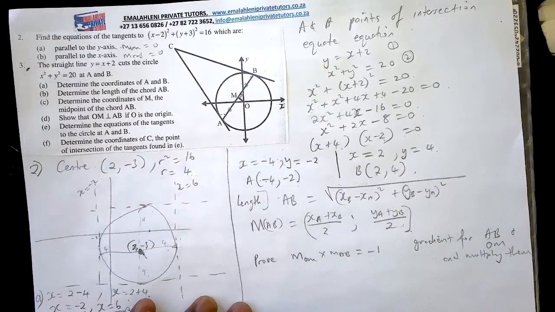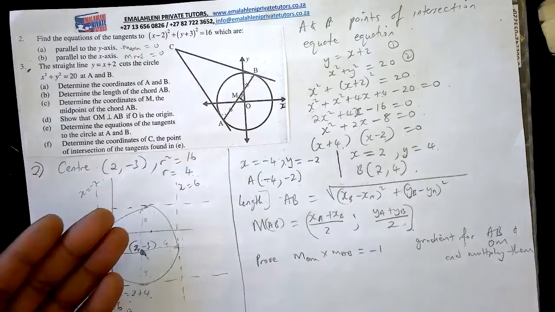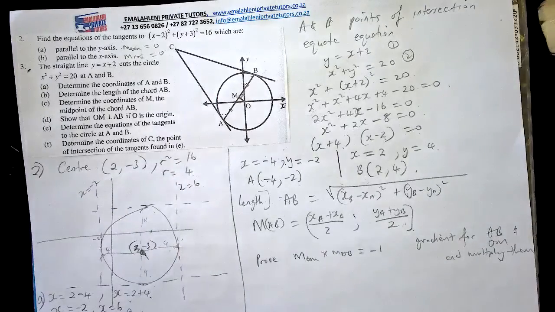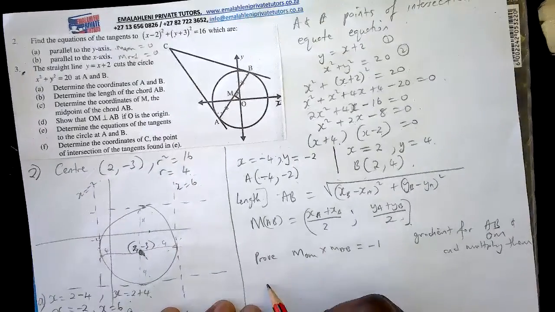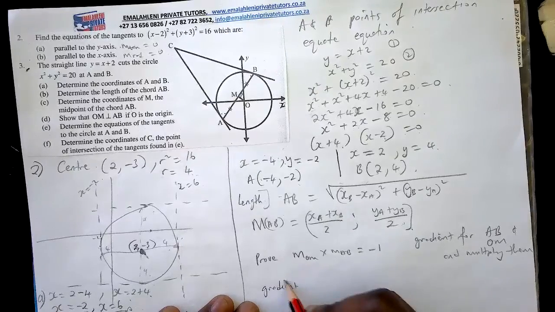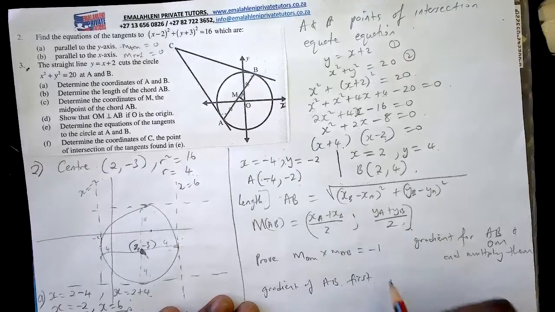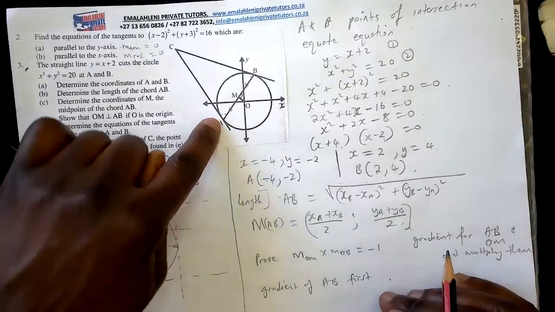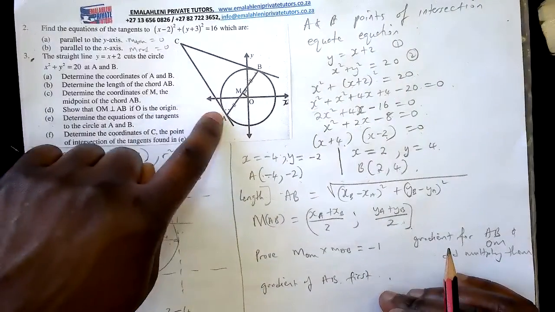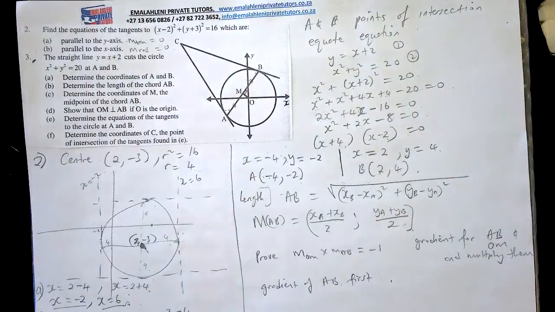E, determine the equations of the tangents to the circle at A and B. Now, how would we get equations of the tangents? We already did that. We need the gradient of what? Gradient of AB first. Once you get the gradient of AB, you now multiply it with the gradient of a tangent to get -1. Then you know what we do, we're supposed to divide.